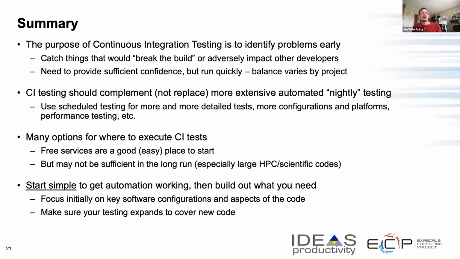So just to very briefly summarize, CI testing, the purpose is to identify problems early. We don't want to wait. The sooner that you can identify them, the quicker you can pinpoint them and get them fixed. CI testing should complement, but not replace the more extensive nightly testing, but there may not be time at each commit of the code to run an entire nightly test suite. There's many options for getting started, and start simple.